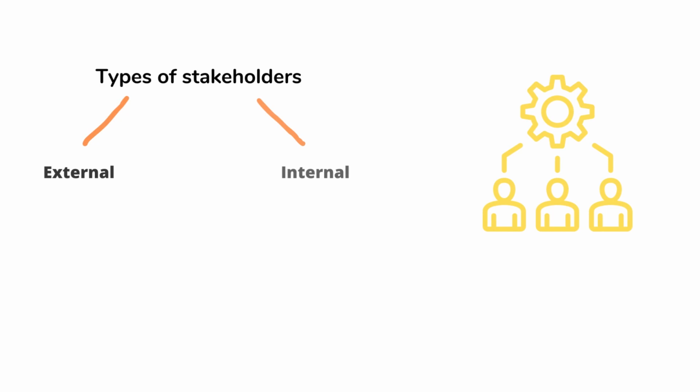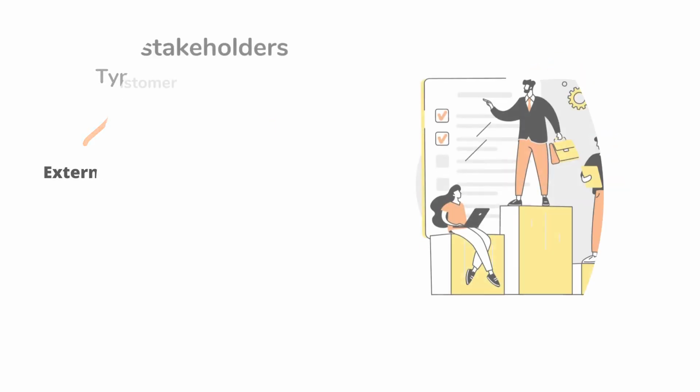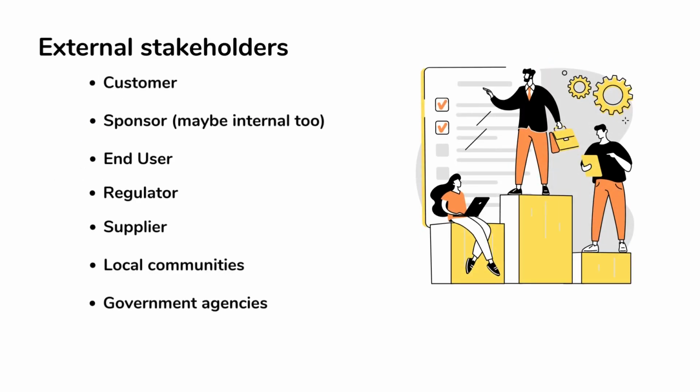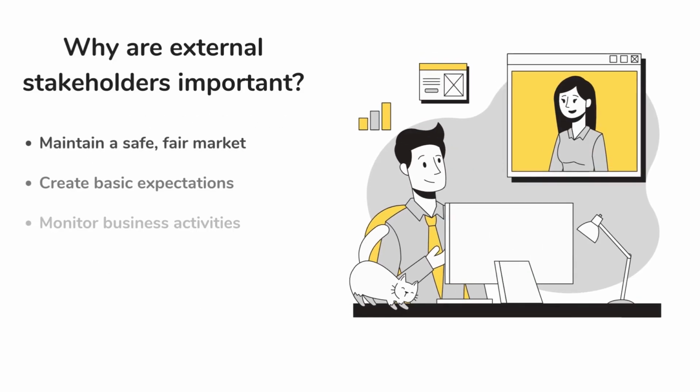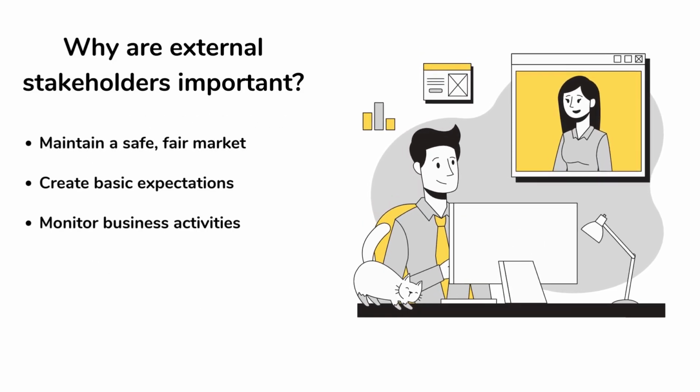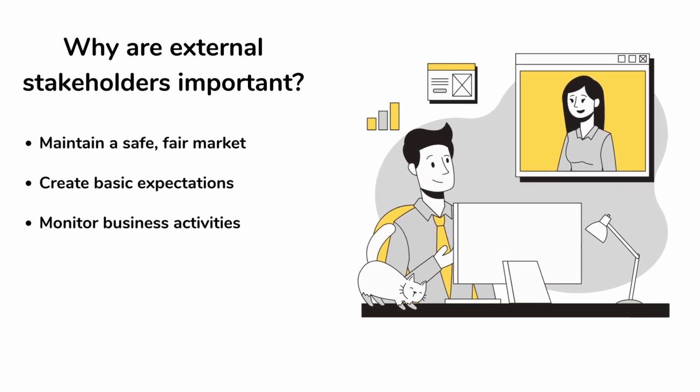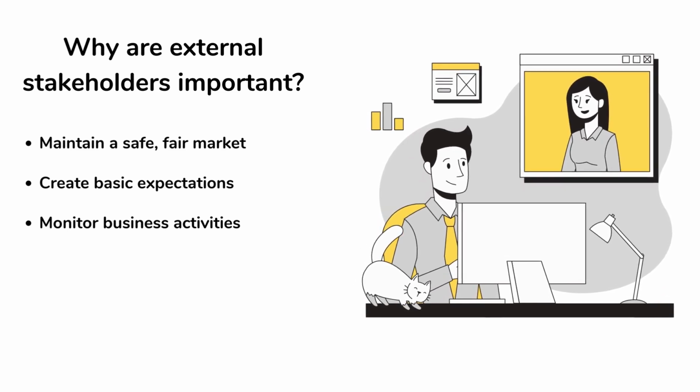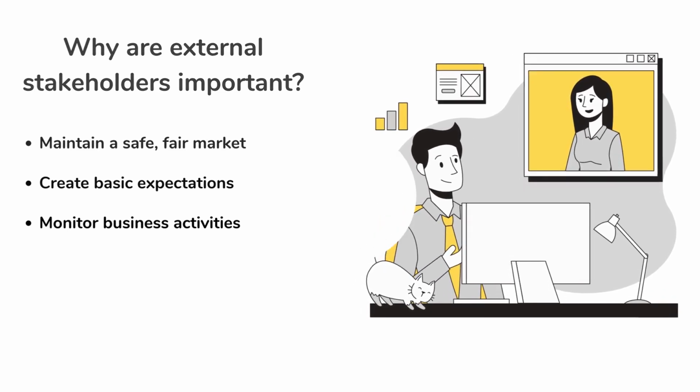What are the two types of stakeholders? External stakeholders and internal stakeholders. External stakeholders are affected by the project outcome. They can include customer, sponsor, end user, regulator, supplier, local communities, government agencies. Why are external stakeholders important? Maintain a safe, fair market, create basic expectations, monitor business activities.